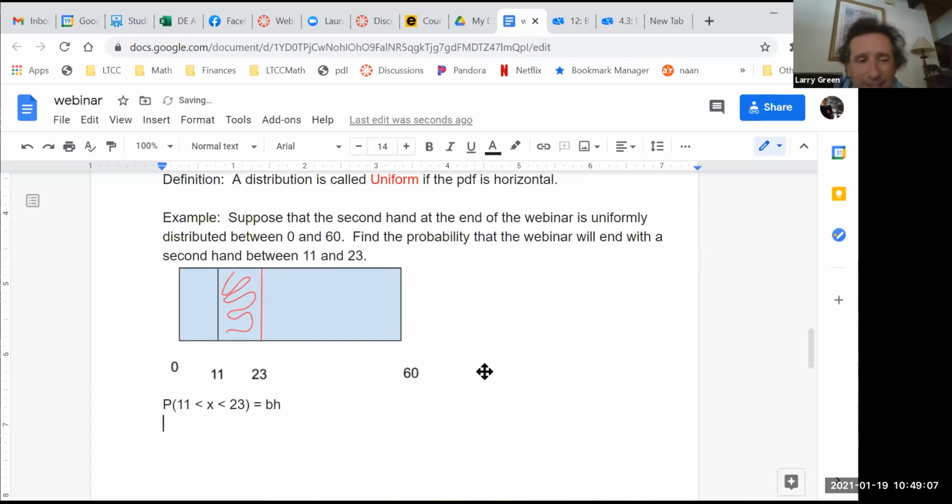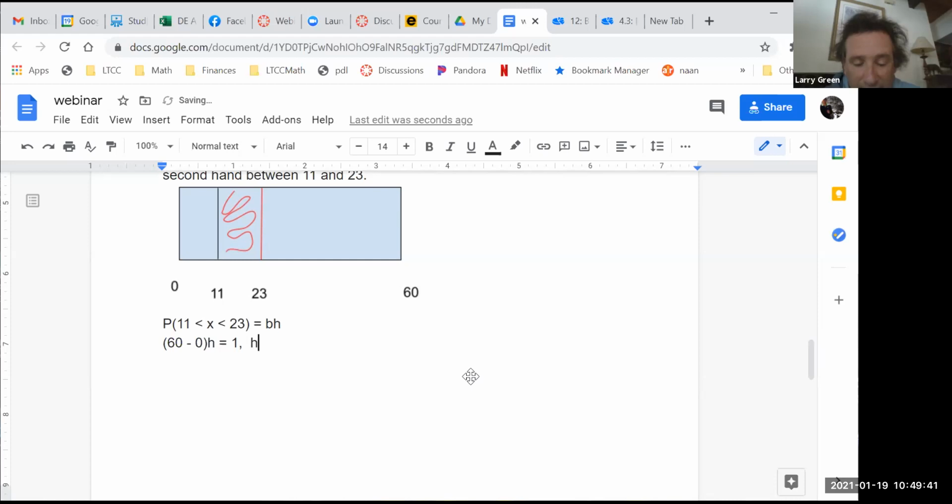Okay, I need to find this height. Well, I know that the probability of being between 0 and 60 is 1. So I know that if I take the base of the whole rectangle, which is 60 minus 0, and I multiply it by the height, which I'll call h, then that's equal to 1. And then basic algebra gives us that the height is 1 over 60.